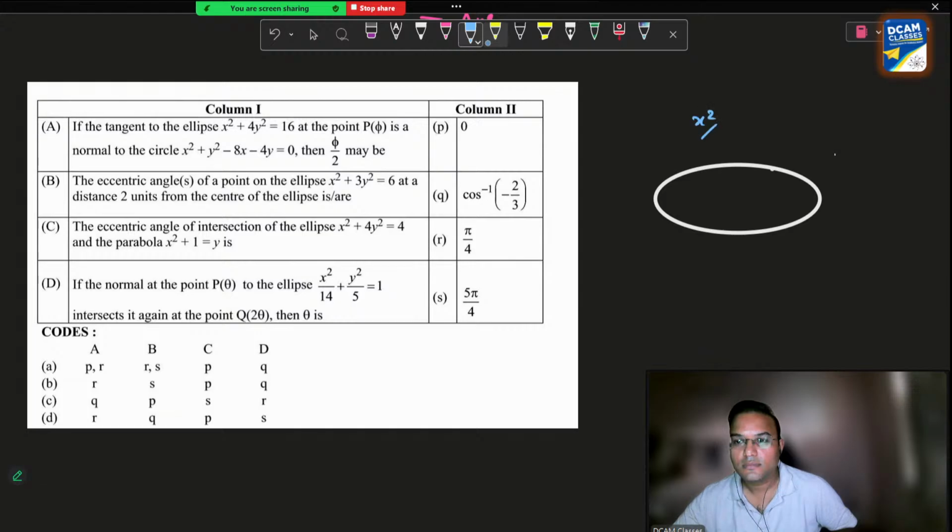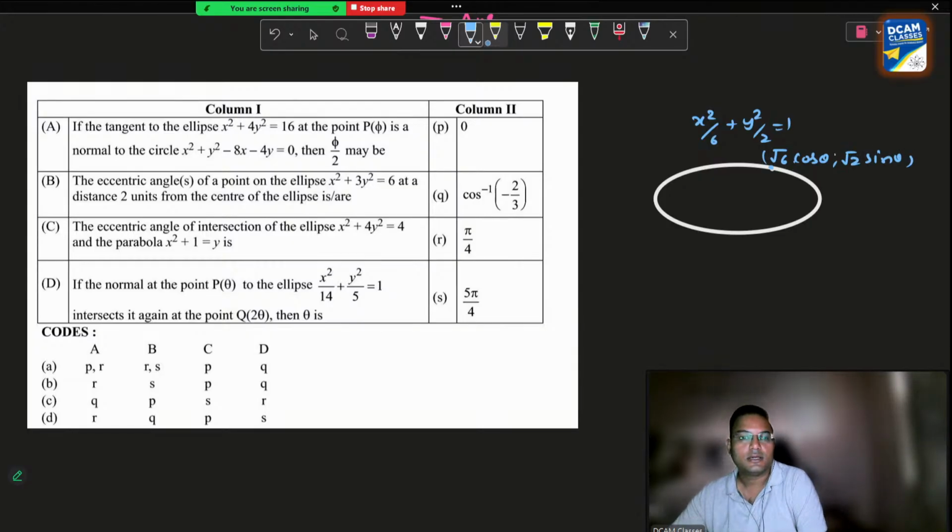X square by 6 plus y square by 2 is equal to 1 is given. So the parametric points will be root 6 cos theta comma root 2 sin theta, like that. Now what they have given is a point on the ellipse at a distance of 2 units from the center. Means you have to find this angle theta only. Understood?